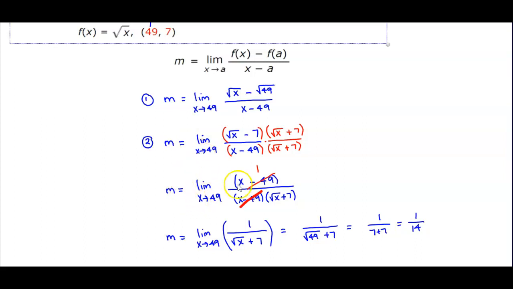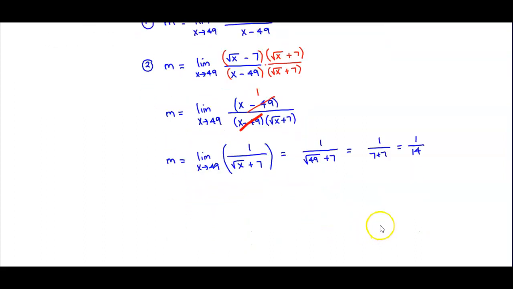So now we determine what the slope is. The slope is given to be m, which is equal to 1 over 14. Okay, so now we want to find that tangent line. To find the tangent line, we want to use our point-slope form: y minus y1 equals m times x minus x1.